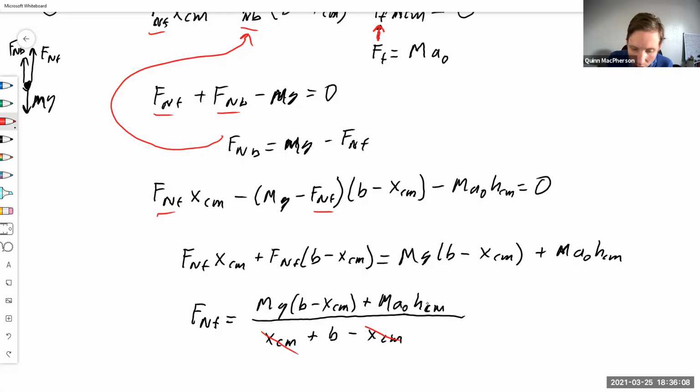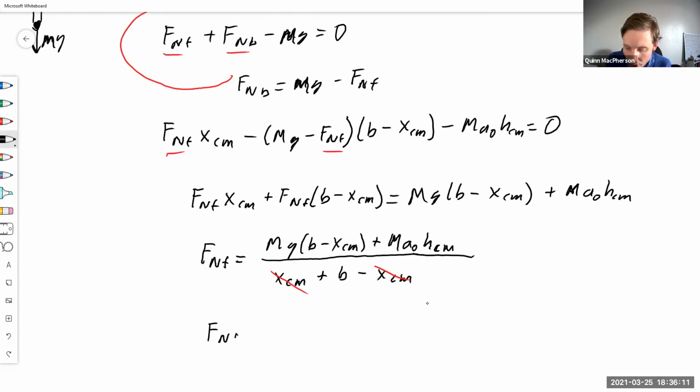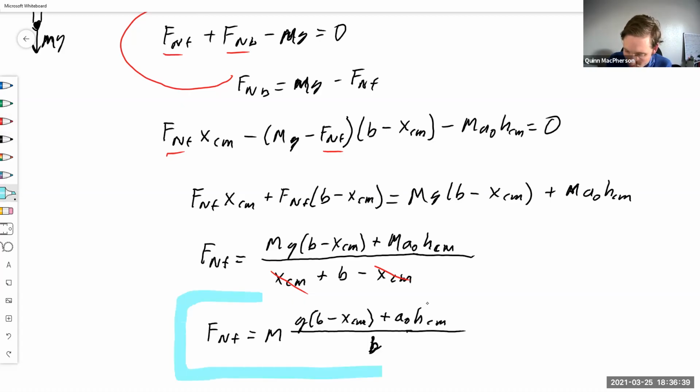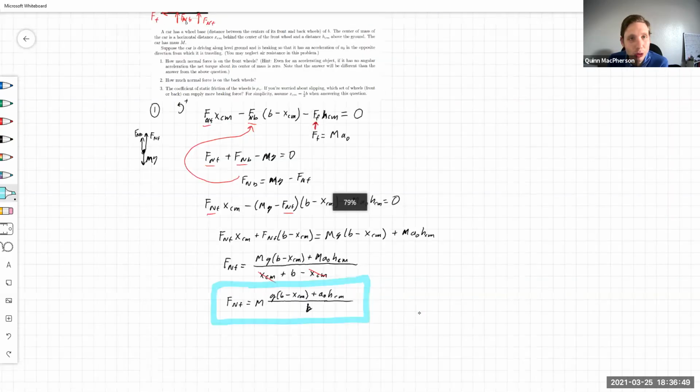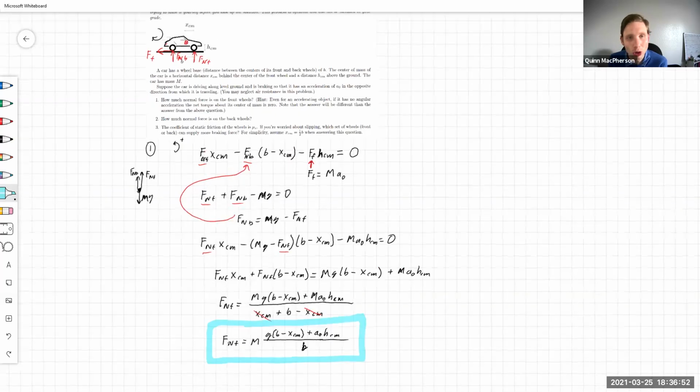We can simplify this a bit more and write force normal front is equal to M out front times g (b minus x center of mass) plus a naught h center of mass, over b. Okay, and that is the normal force on the front of the car. So that's the force on the front wheels. Presumably that would be distributed 50-50, half on each of the two front wheels, but I'm not going to worry about this. This is the total on the two front wheels. Okay.